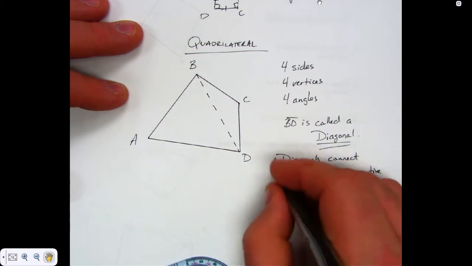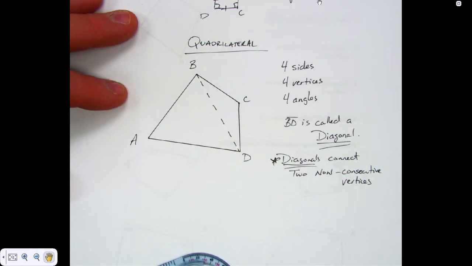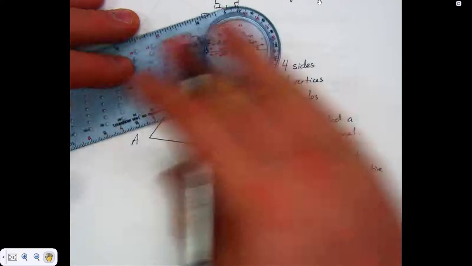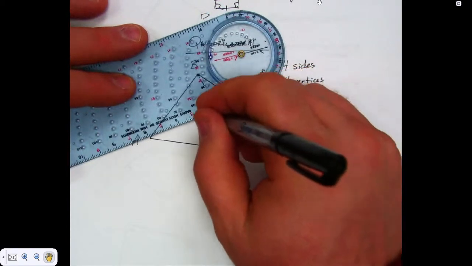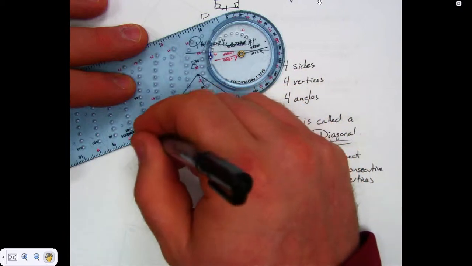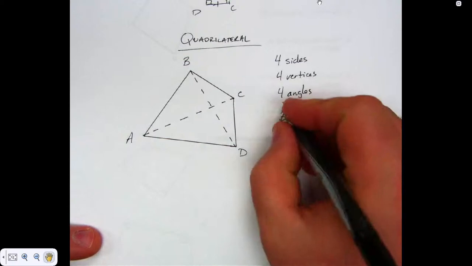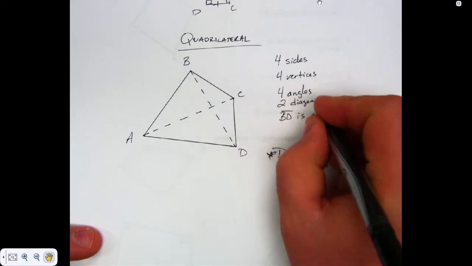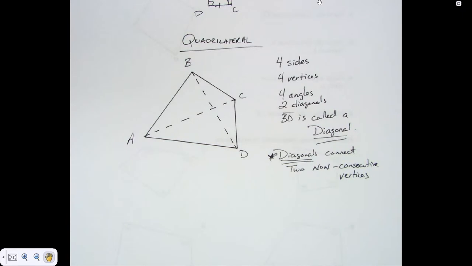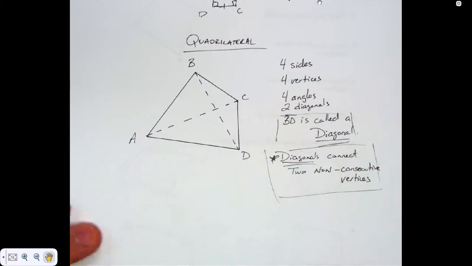So how many diagonals do you think there are here? Is that the only diagonal I could draw? What's the other one? A to C. We'll talk about diagonals a lot with quadrilaterals. We'll have certain types of quadrilaterals, and the diagonals will have certain properties. So how many diagonals are there? Two. That all makes sense?